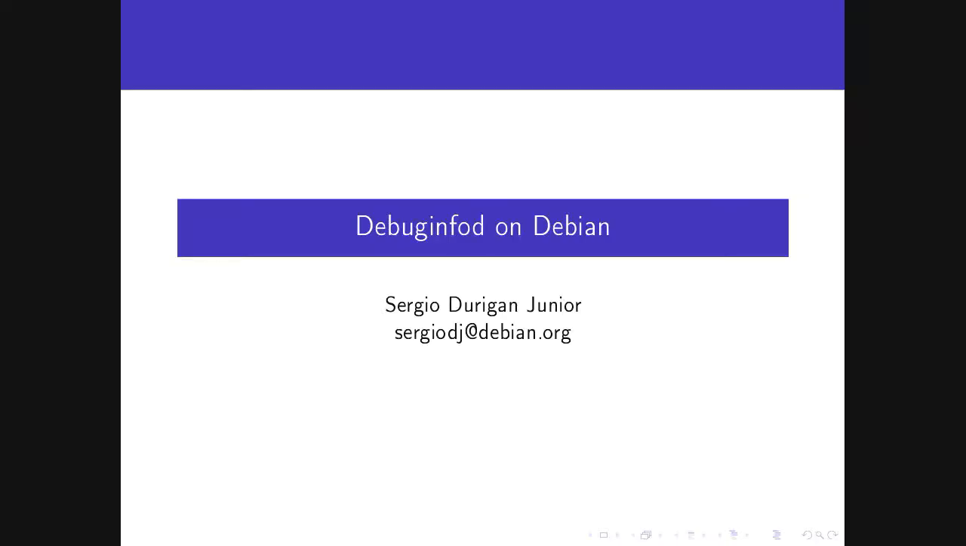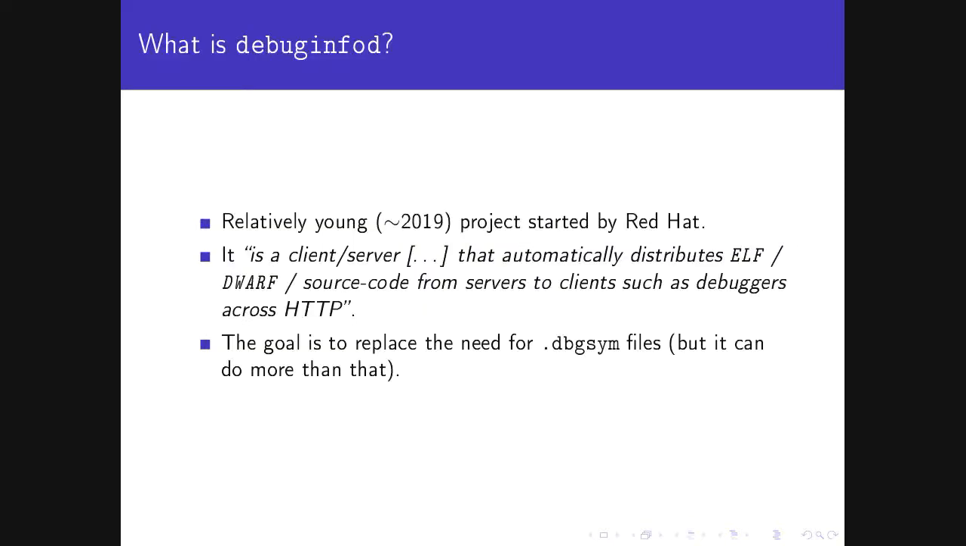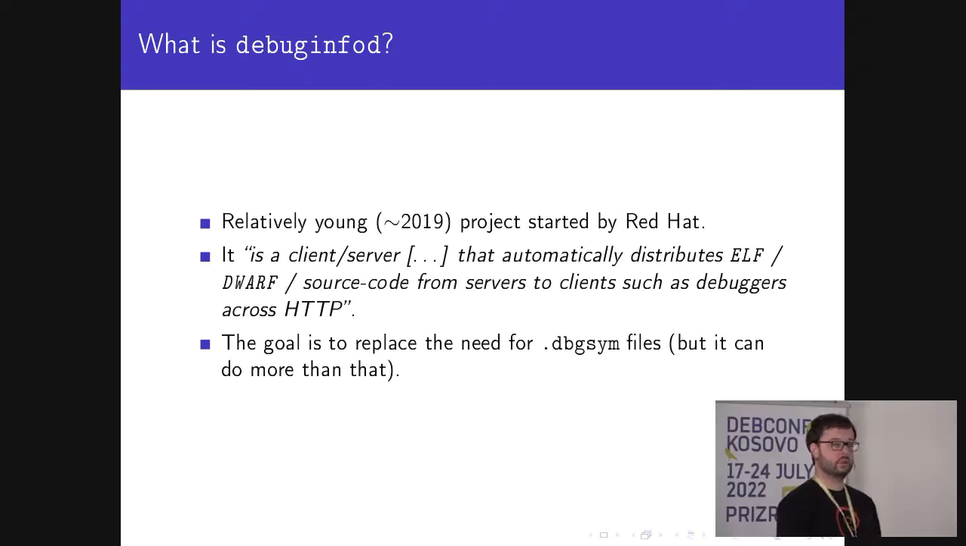I'm going to talk about the debuginfod service, which I have been running for Debian for a little bit more than a year now. And yeah, let's start. So what is debuginfod? Debuginfod is a relatively young project. It was started around 2019 by some folks at Red Hat, and it's gaining traction every year. More and more distros are adopting it, and so last year, after just fiddling with it a little bit in my spare time, I decided it was time to set it up for Debian.